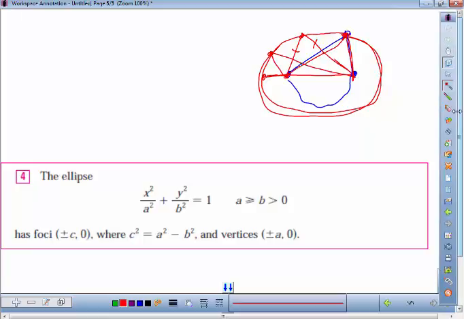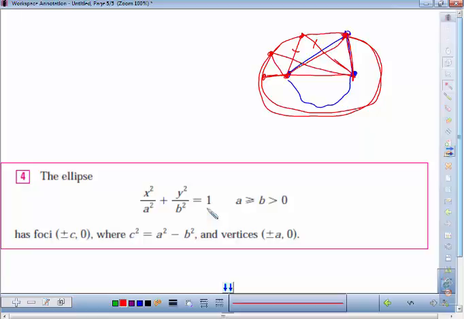So the ellipse has an equation that looks like this. x squared over a squared plus y squared over b squared is equal to 1. Now that's just the standard form. Your ellipse might look more like the last problem in the warm-up there or something.